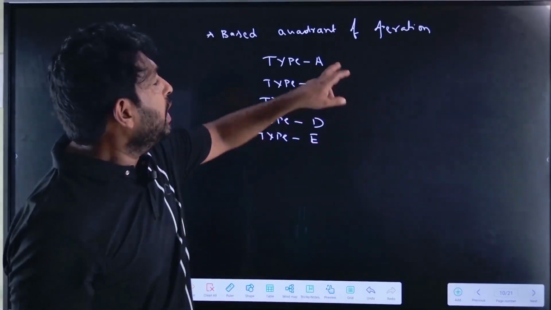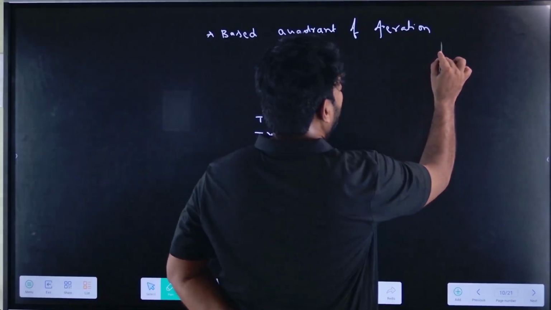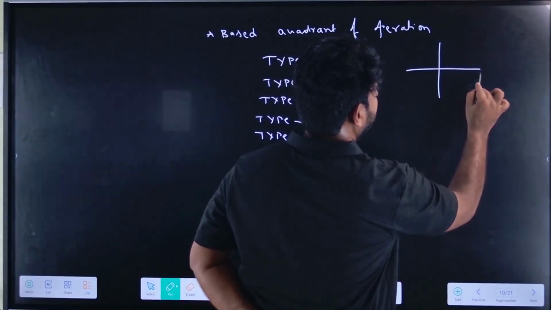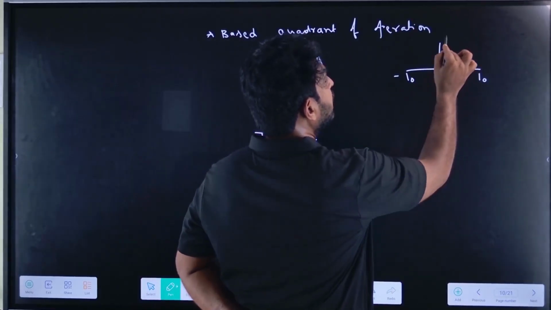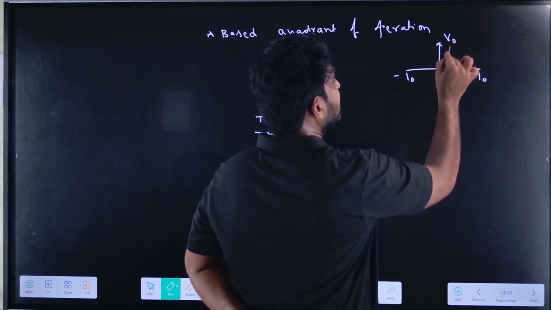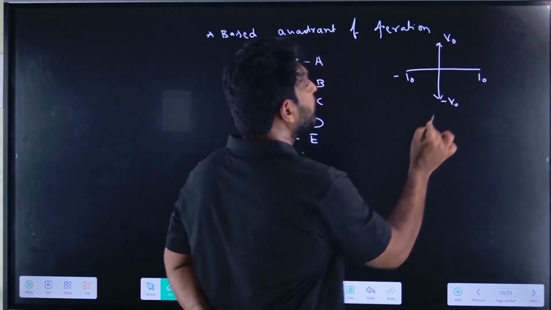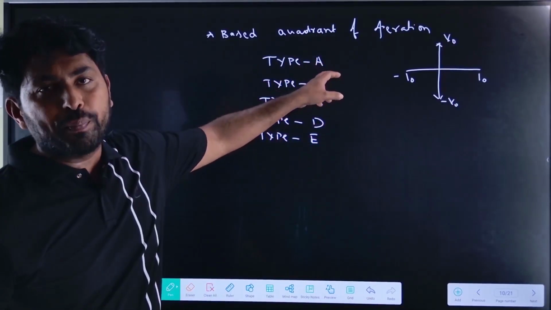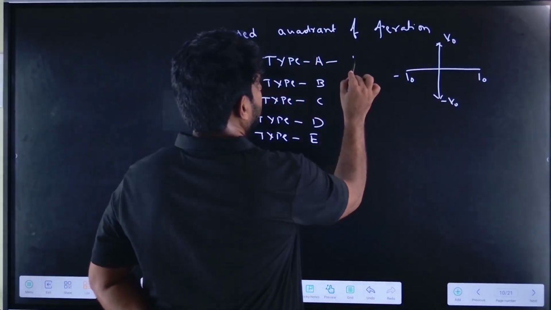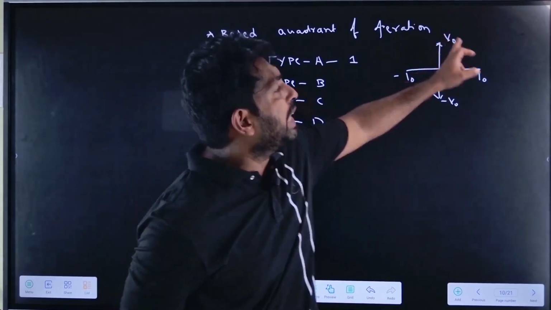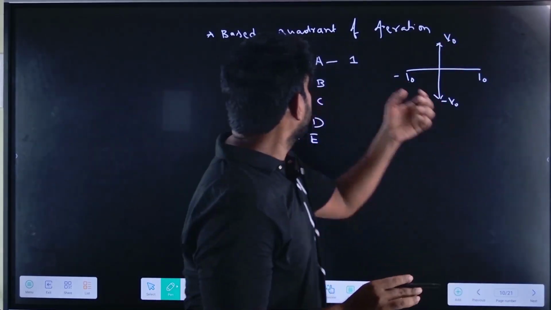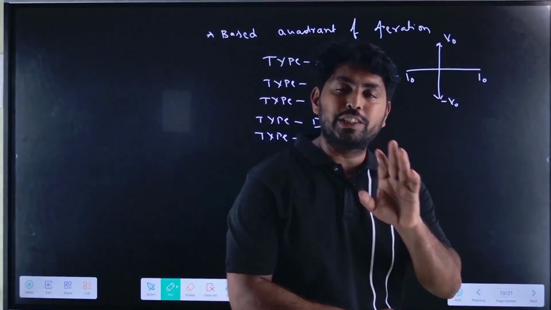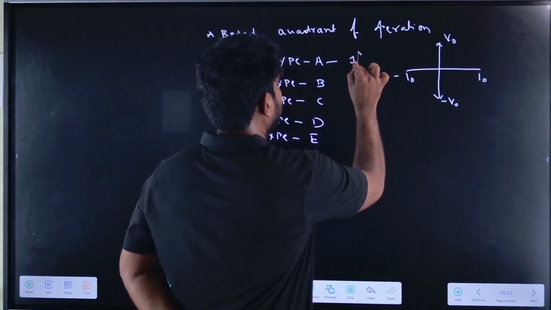For example, if I take the output current I0 on the x-axis, and minus I0, and voltage on the y-axis, V0 and minus V0. If it is a type A chopper, it will operate in the first quadrant. That is, V0 and I0 both are positive. Then we call this a type A chopper, and it operates in the first quadrant.